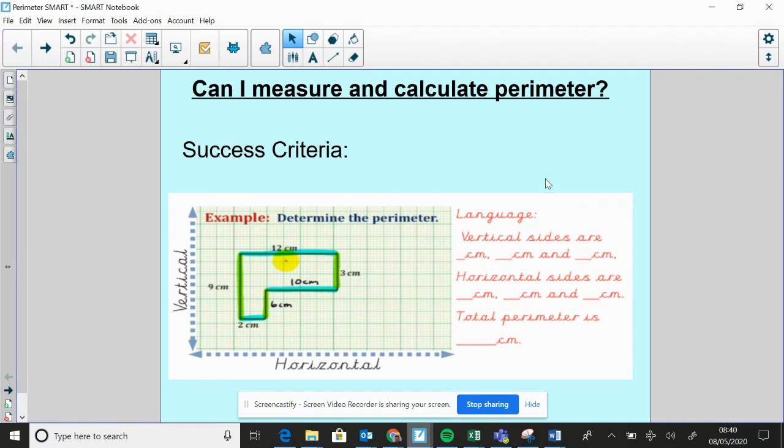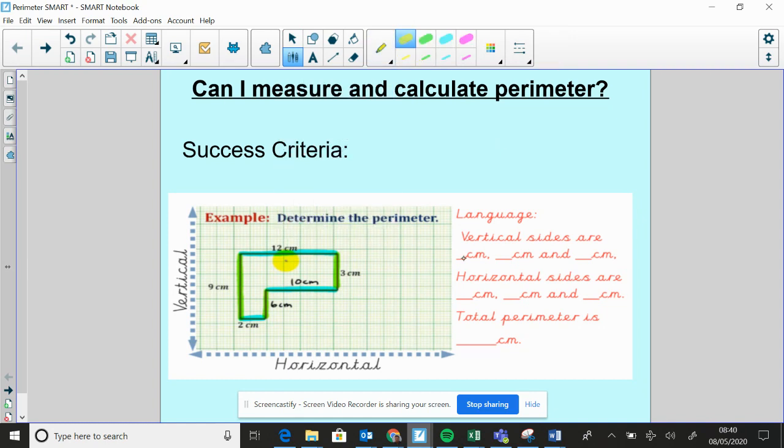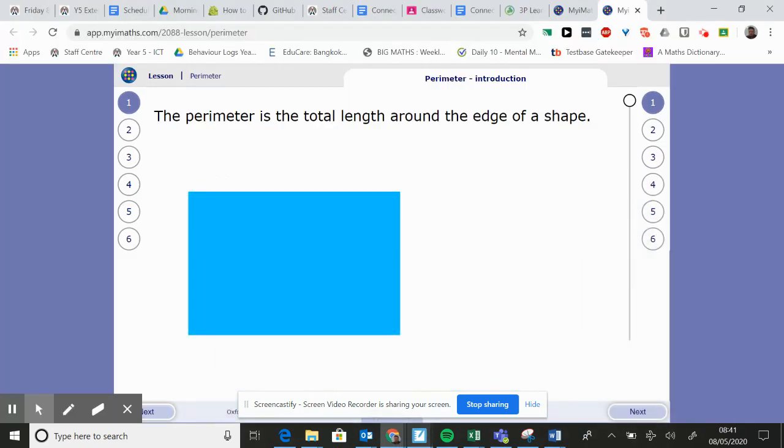Today's learning intention is, can I measure and calculate perimeter? Just give yourself a second to think about that word, perimeter. Can you remember what it means? The success criteria is here on the screen. I'm not going to go over it right away. I'm just going to show you an example of perimeter. You may need a little refresher.